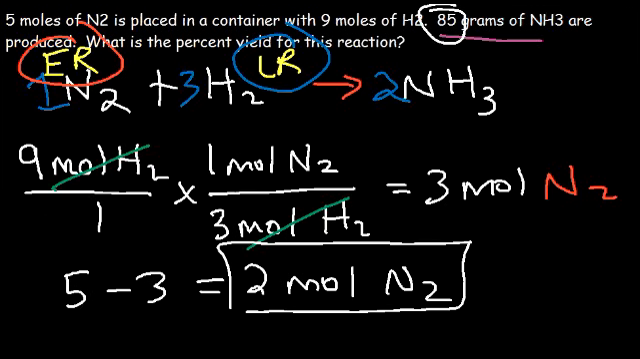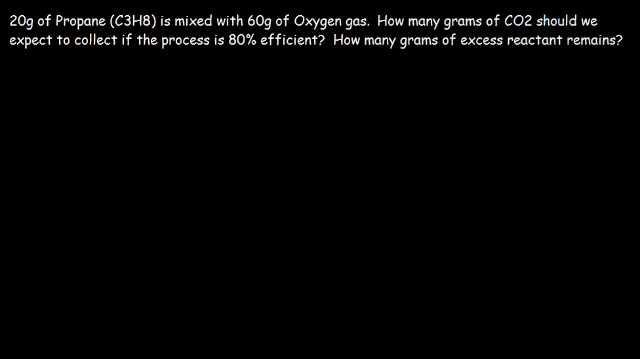Now if you want to, you can convert this number into grams. The molar mass for N2 is 28 grams per mole. So 2 moles corresponds to 56 grams. So you could say that 56 grams of N2 remains, or 2 moles of N2 remains. Now let's try this problem. Feel free to pause the video as you work through this example, and then unpause it to see if you have the right answer.